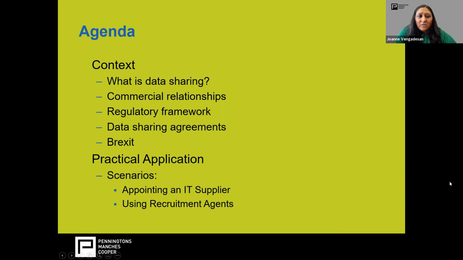And then we thought it would be useful to bring this to life by looking at a couple of different types of scenarios, controller to processor type data sharing, and controller to controller data sharing, using these different examples for illustration. Next slide, please.